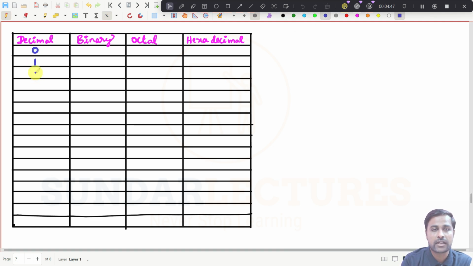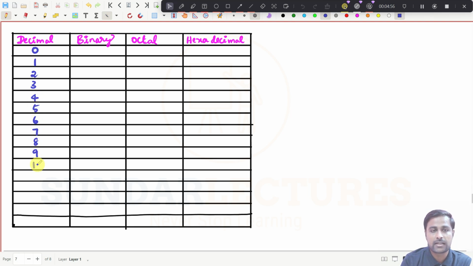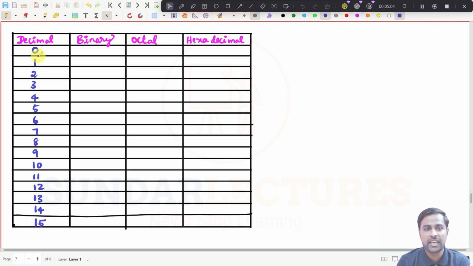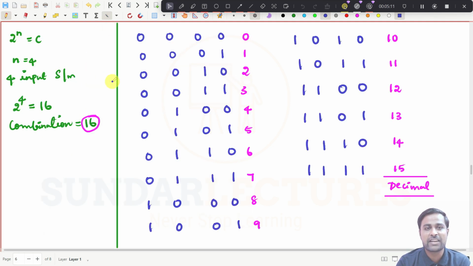0, 1, 2, 3, 4, 5, 6, 7, 8, 9, 10, 11, 12, 13, 14, 15. This is the decimal values. From 16 decimal values I have written here. Now, binary values I have already written here, for 0 to 15 decimal.